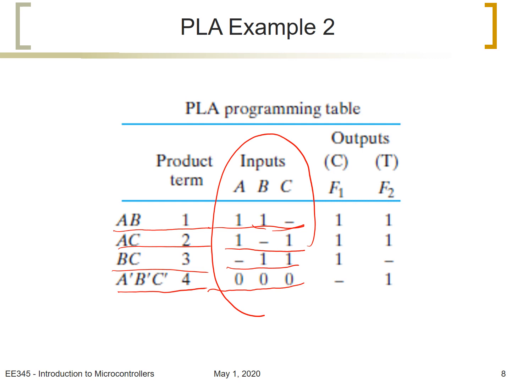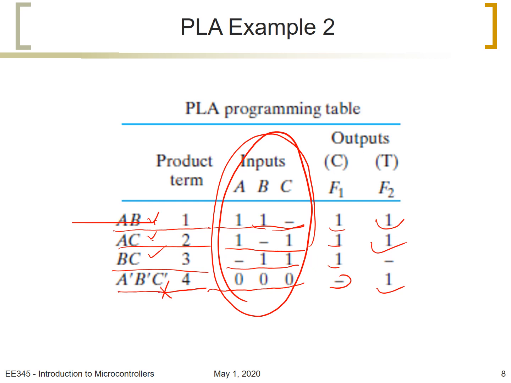And this is again the programming of the AND array here. To program the OR array, now we take F1 equals AB or AC or BC. So we put 1 1 1 dash, because we don't take this one in F1. And same thing for F2, we put 1 corresponding to AB, 1 corresponding to AC, and 1 corresponding to A prime B prime C prime, and nothing under BC. So this is the programming of the OR array.